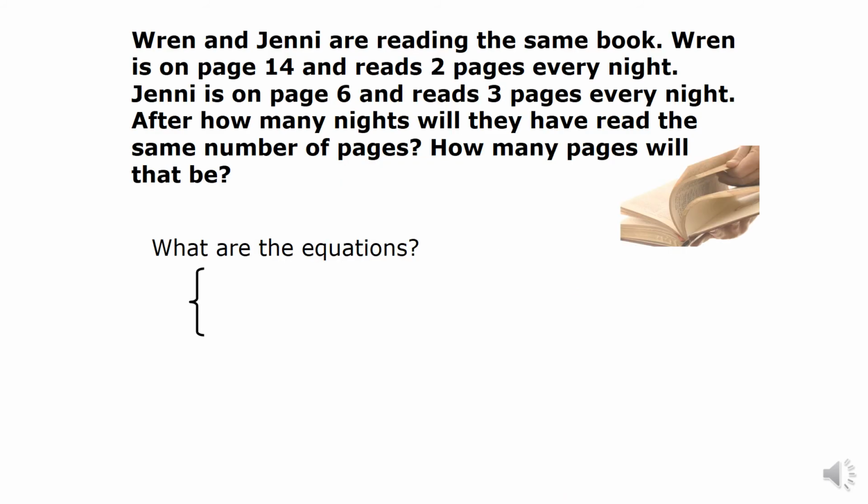Okay, now we're going to do a couple word problem systems because it's good to get used to those. Ren and Jenny are reading the same book. Ren is on page 14 and reads 2 pages every night. So let's create Ren's equation. Remember, we're going to do this in slope-intercept form because that's what we're learning how to do this year. So she started on page 14, so that's my y-intercept, and she's adding 2 pages every night, so 2x. Okay, so there's one equation.